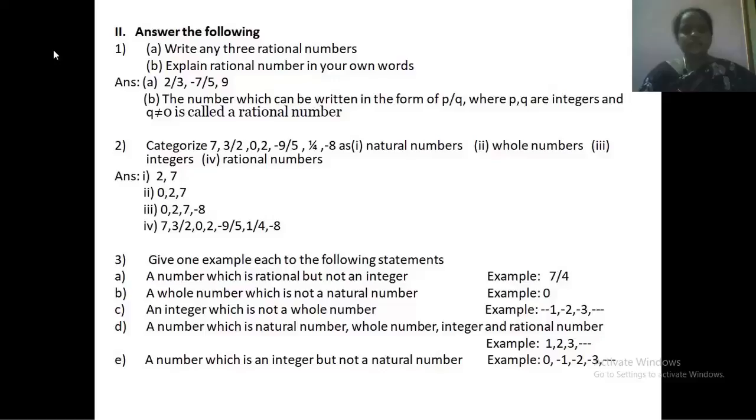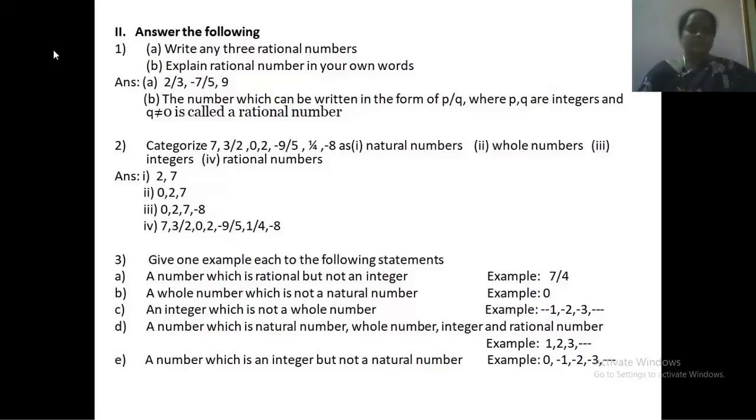B, a whole number which is not a natural number, that is, whole numbers లో natural number కానిది ఏది అంటే 0. C, an integer which is not a whole number. Here I have given negative natural numbers, those will not be whole numbers. So minus 1, minus 2, minus 3 and so on. Next, D, a number which is a natural number, whole number, integer and rational number. Those are nothing but natural numbers. Natural numbers మాత్రమే whole numbers లోను, integers లోను, rational numbers లోను ఉంటాయి కాబట్టి వాటిని అన్ని నేమ్స్ తో పిలవచ్చు. So 1, 2, 3 and so on.